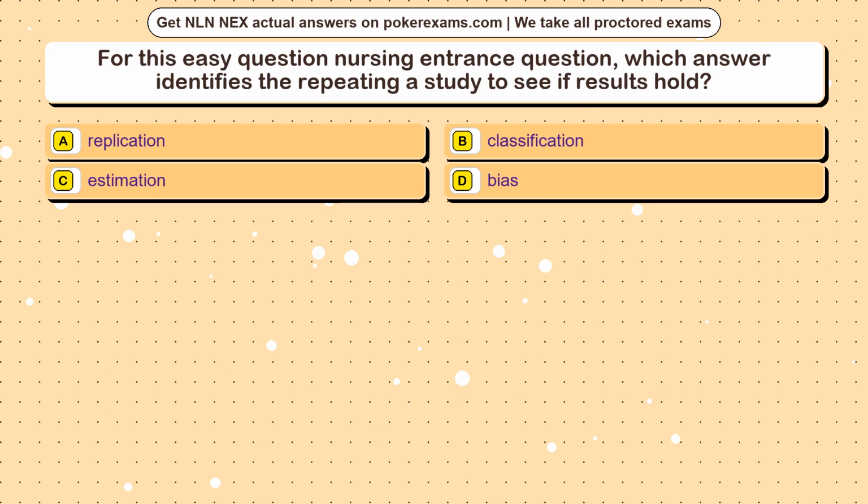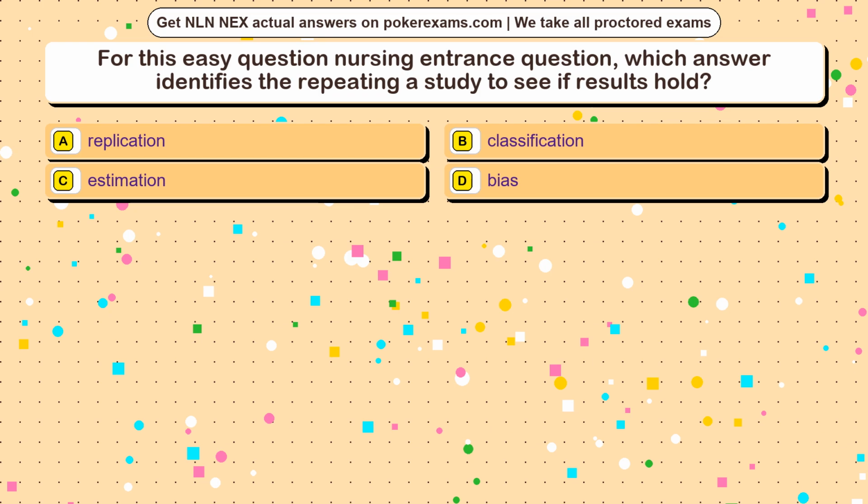Question 13. For this easy nursing entrance question, which answer identifies repeating a study to see if results hold? Option A, replication. Option B, classification. Option C, estimation. Option D, bias.